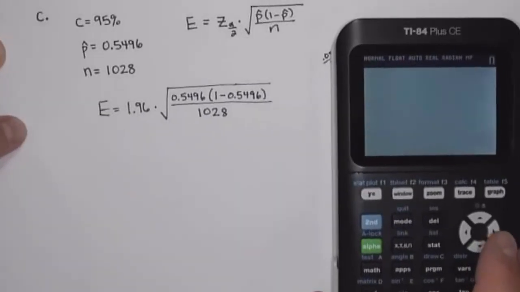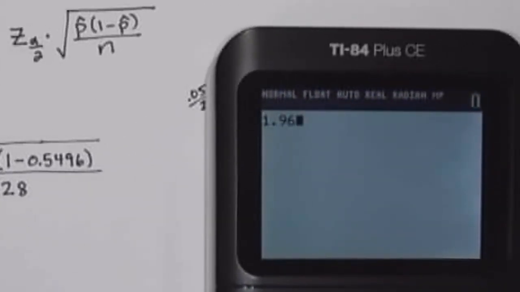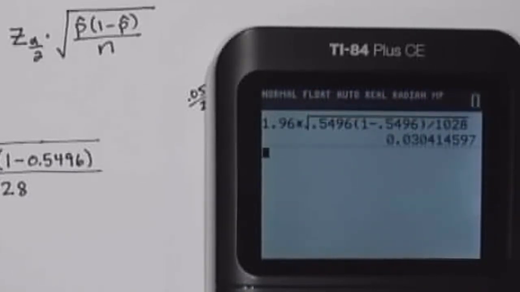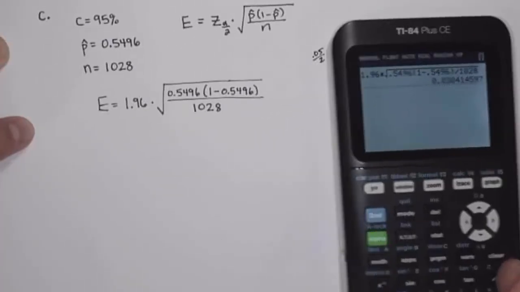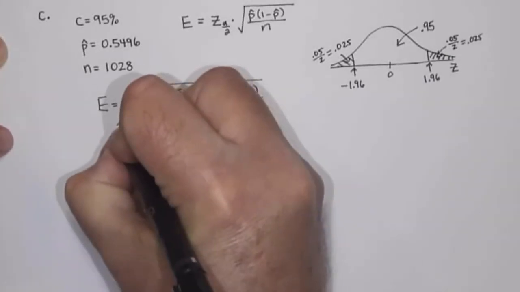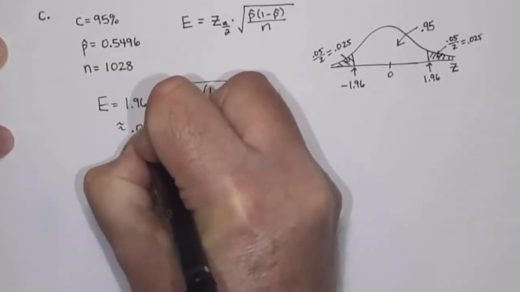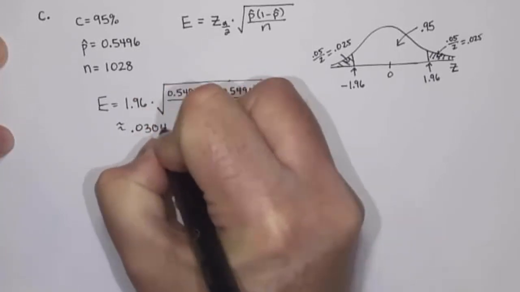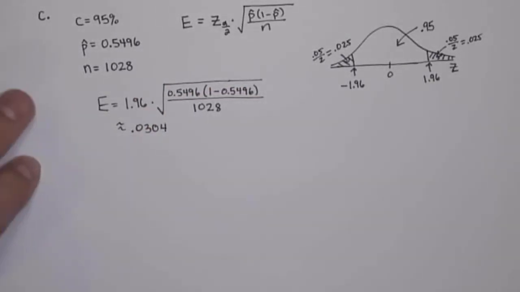So if I bring my calculator back in, 1.96 times the square root of 0.5496 times 1 minus 0.5496, close the parenthesis, divided by 1028. So that gives me 0.0304 if I round to 4 places. So this is approximately 0.0304 for our margin of error.